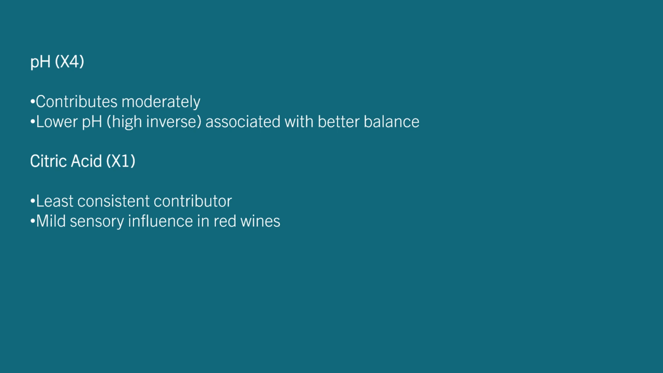So next, pH and citric acid. pH was moderately influential. A lower pH, meaning higher acidity, is often desirable for freshness and balance, especially in red wines. Citric acid had the least consistent influence. The sensory impact is subtle and depends on the overall wine composition, explaining the lowest weight.